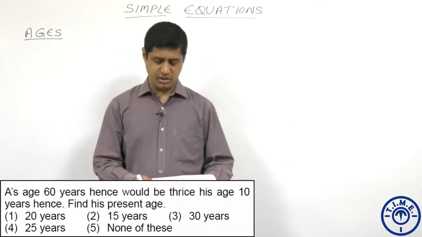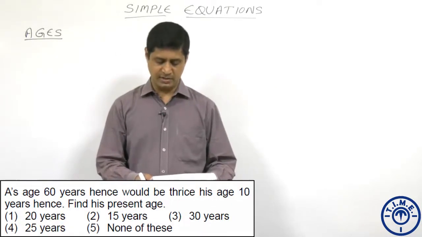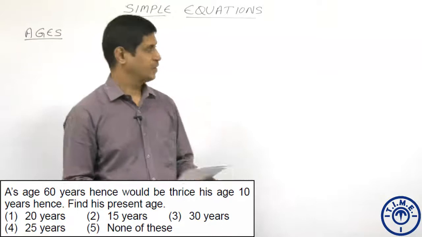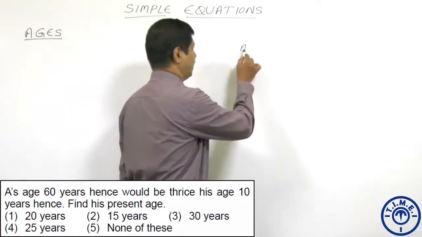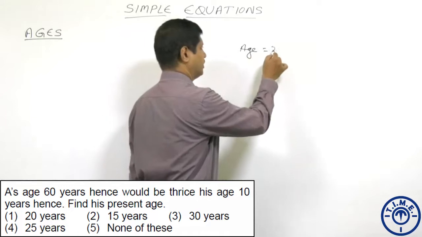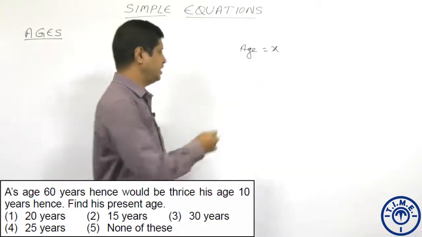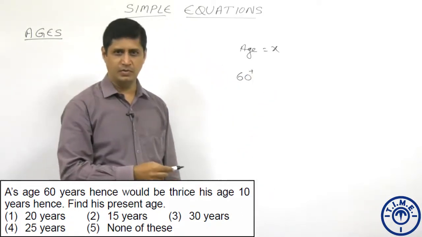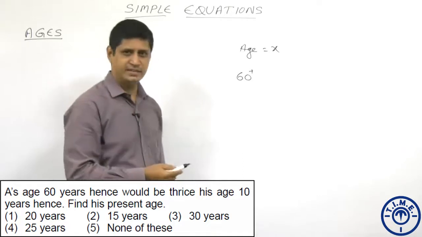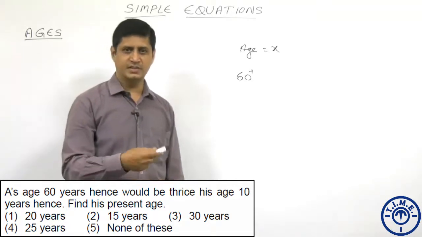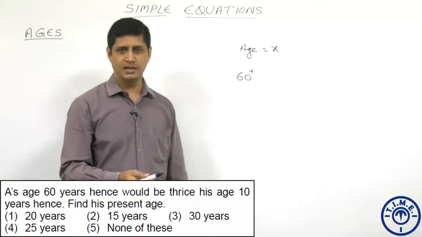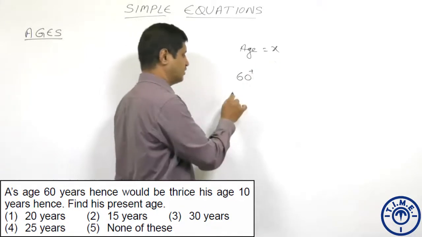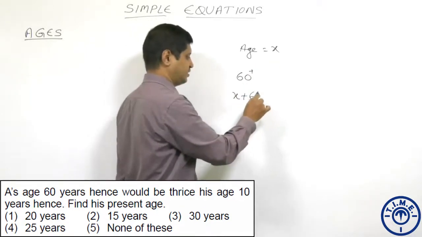Age 60 years hence would be thrice his age 10 years hence. Find his present age. Now the age of A is not given, I am assuming it as X. 60 years hence means after 60 years. For example, let us take my age as 25 years. After 60 years means 25 plus 60, which is 85. Similarly, after 60 years the age of the person is X plus 60.